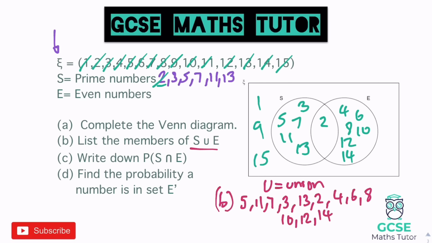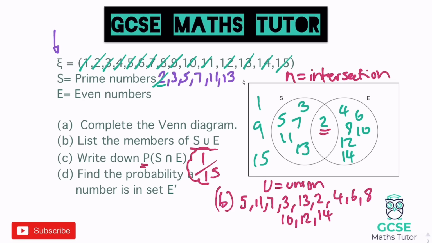Let's have a look at part C. Write down P of S intersection E. Now that P at the start there just stands for probability, so write down the probability that it's in S intersection E. Now that symbol is a different one again, and it stands for the intersection. So this is asking me, what's the probability of picking the number that's in the intersection? Now in the intersection, we only have this number 2. So there's one number, so for that part C there, I'd say one number out of, because it's a probability, and there are 15 numbers in total.